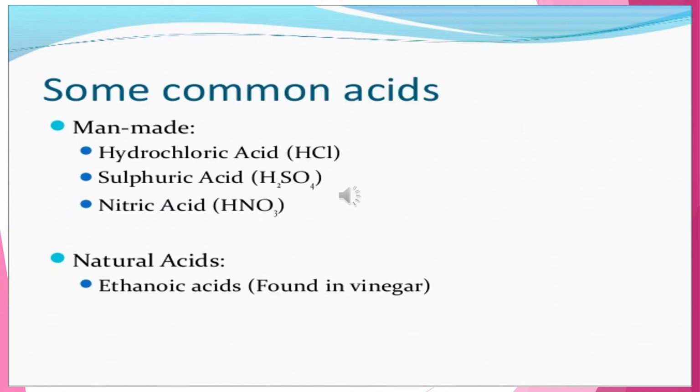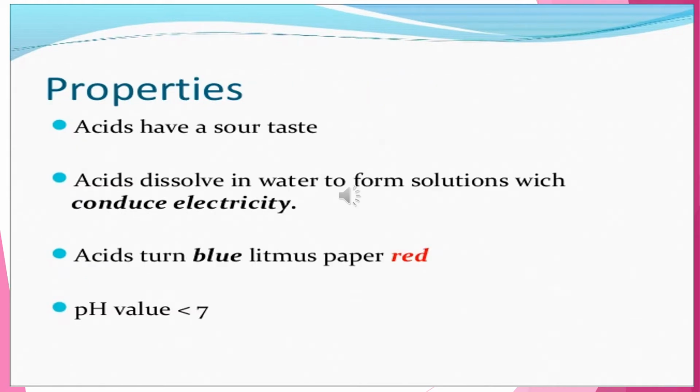Some common man-made acids are HCl, hydrochloric acid, sulfuric acid, H2SO4, and nitric acid, HNO3. Some natural acids include ethanoic acid, found in vinegar. Properties: acids have a sour taste. Acid dissolved in water forms a solution which conducts electricity. Acids turn blue litmus paper red, so the pH value is less than 7.